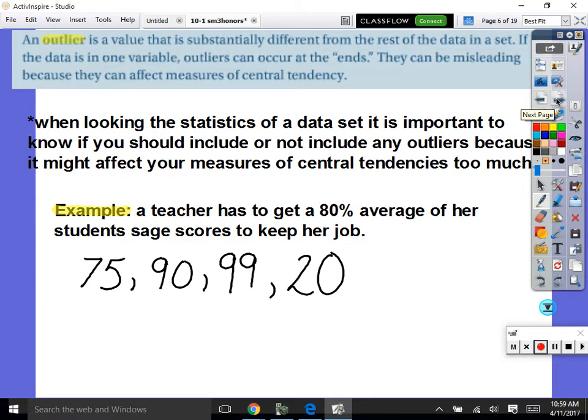Okay, so now we're just going to jump right to this new word. Well, maybe it's not new, an outlier. An outlier is a value that is substantially different from the rest of the data set.